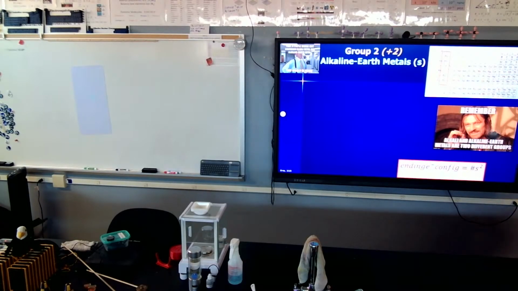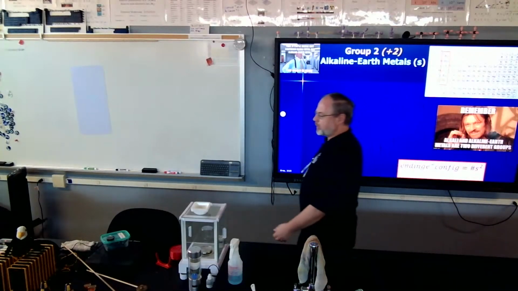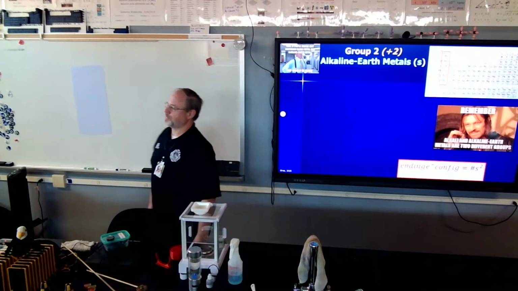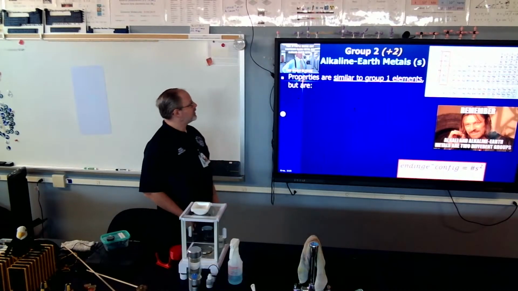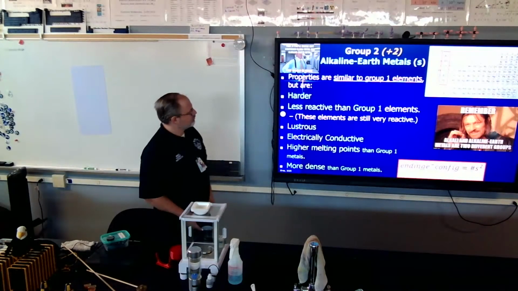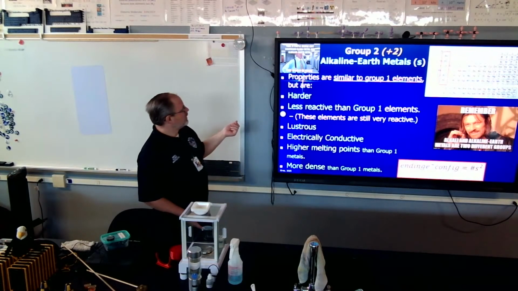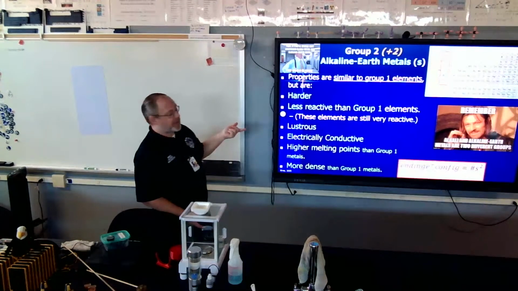Alkaline earth is group 2. Alkaline earth metals properties can be summed up in one sentence. Like the alkali metals, but not as much. They're soft, but not as soft. They're reactive, but not as reactive. They're lustrous, but not as lustrous.